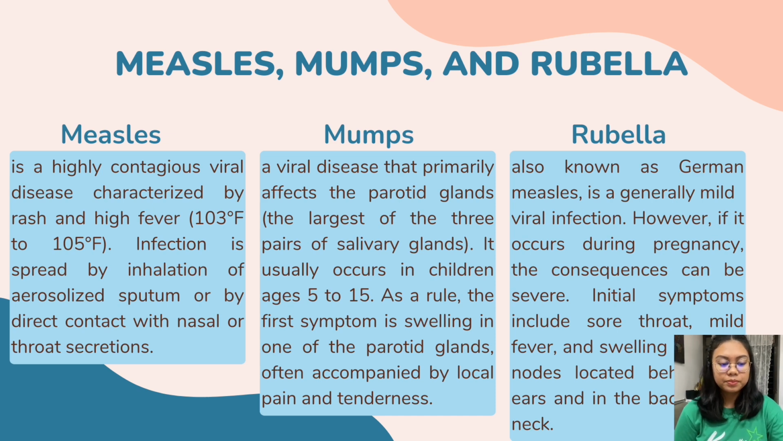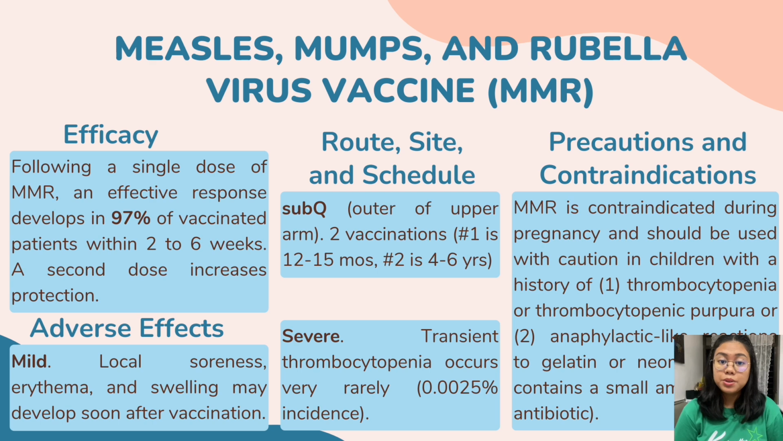For the efficacy, following a single dose of MMR, an effective response develops in 97% of vaccinated patients within 2 to 6 weeks. A second dose increases protection. For the adverse effects, we have mild and severe. For mild, local soreness, erythema, and swelling may develop soon after vaccination. For the severe, transient thrombocytopenia occurs very rarely.